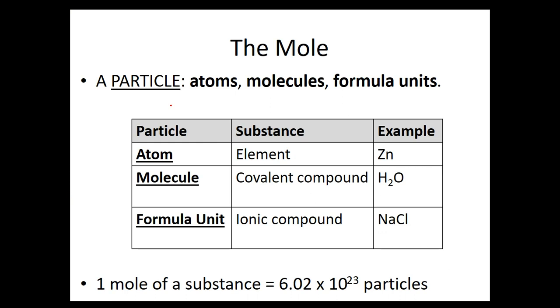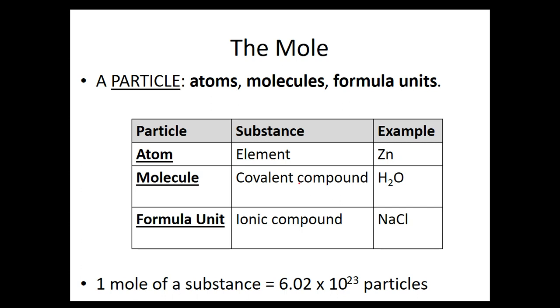Okay? So here's the hardest part about this: when I say particles, I could use the word atoms, molecules, or formula units. It could be any one of these things, or I could just say particles and keep it general. Particles is the umbrella term for any one of these three things. An atom is a specific element. So zinc is an atom, or carbon is an atom, or an atom of magnesium, okay?